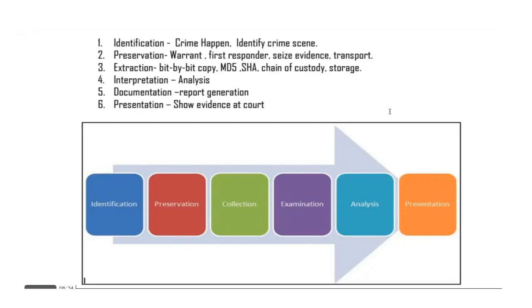The next part is interpretation, which means analysis, to find the evidence. The analysis part is the investigation part, right? After that we make a report, and eventually the evidence is shown in court. So these are all the steps done in a digital forensic lab. The role of digital forensics is done step by step. So these are the phases of doing digital forensic activities.